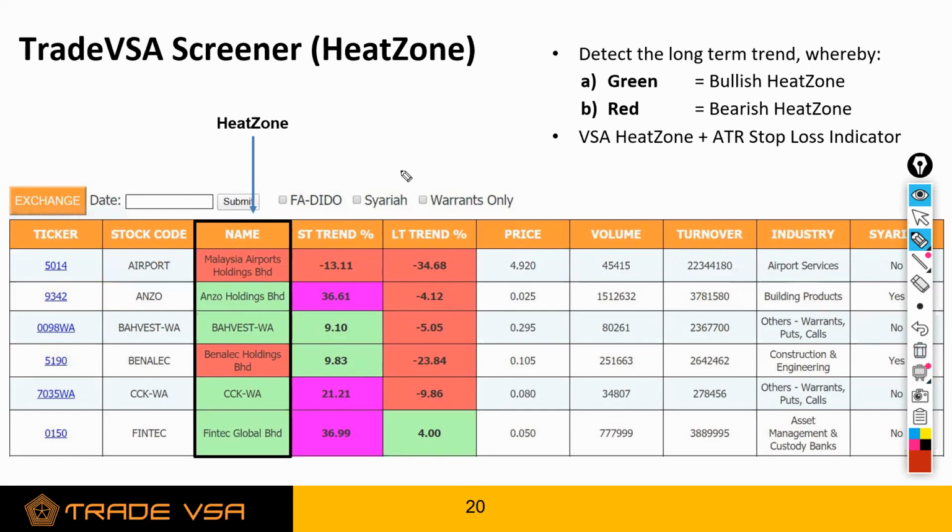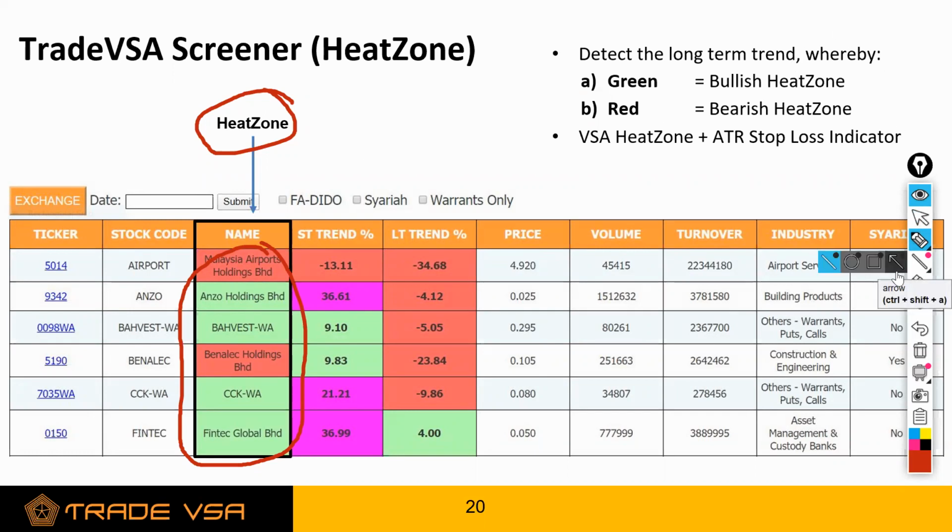So for now, 3 pieces of information you need to remember: the name, ST, LT. Now let's start with the name first. The name color here represents the hit zone. The hit zone is an indicator we use. You can access the hit zone indicator also, but nowadays we rarely use it because we have the pentagons already. So the hit zone is to detect the long-term trend. Green means it's a bullish hit zone, red is a bearish hit zone. Of course, it is coupled with the ATL stop loss too.